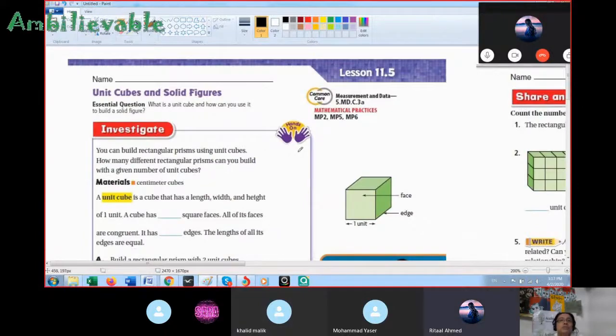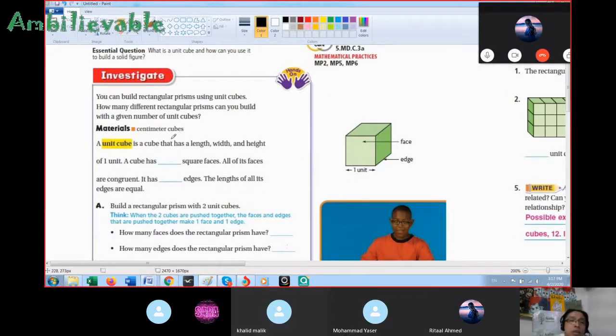663, okay? Now, look at this one. A unit cube is a cube that has a length, width, you have to remember, length, width, and height. Okay? It's a three-dimensional cube. Yes, three dimensions. That's why we have length, width, and height. As you can see, this one, one unit, the edge, and the faces.